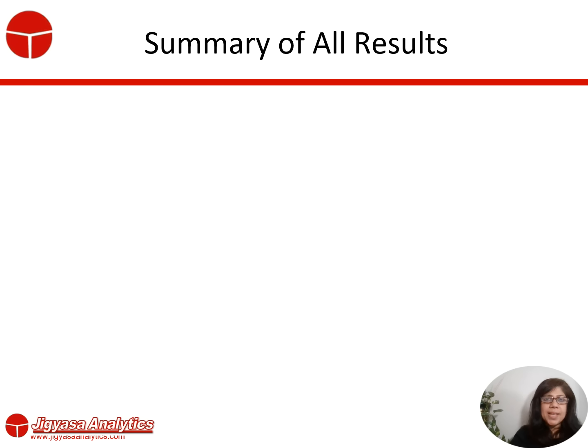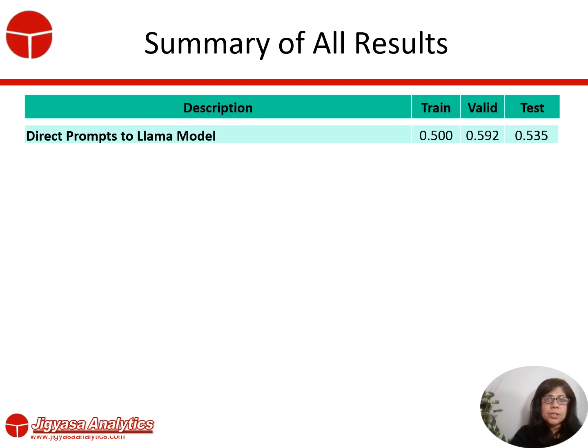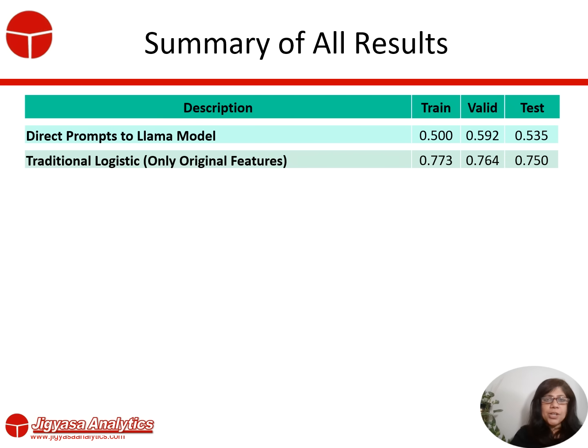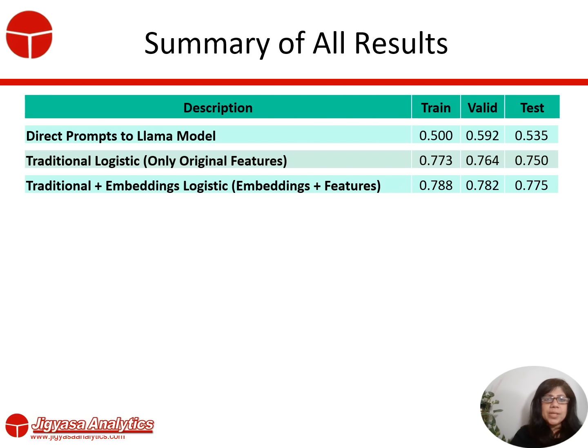On this slide, we present a summary of the key findings from all of our experiments. In our previous webinar, we performed the first experiment by directly giving a prompt to the llama model. We found that its predictions were not significantly better than those of a random guess. The traditional logistic regression model performed much better than the llama model, as shown in the second row of this table. At that time, we were also able to extract embeddings from the llama model, and when we used those embeddings as additional features in our logistic regression model, the AUCs went up significantly.